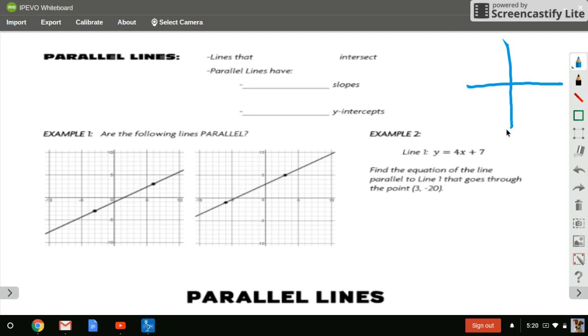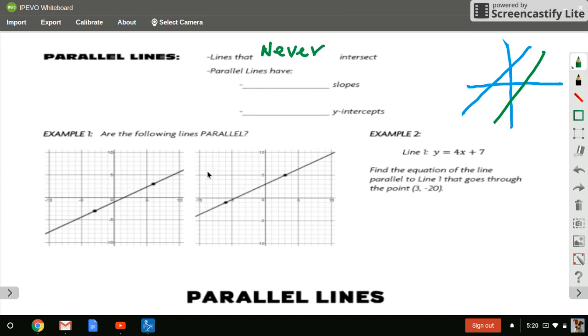So when we talk about parallel lines, we're talking about a line that can go any which way: vertical, horizontal, negative slope, positive slope, it does not matter. But it has a line and then another line that runs alongside of it. However, it never intersects it. So they're always going to be running alongside. They're never going to touch each other, kind of like sidewalks on opposite sides of a road. So parallel lines are lines that never intersect.